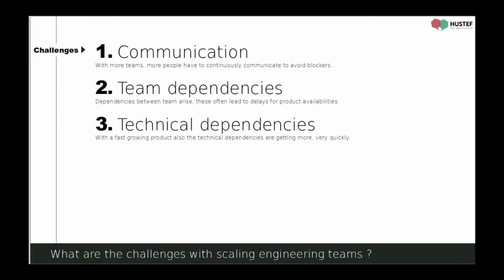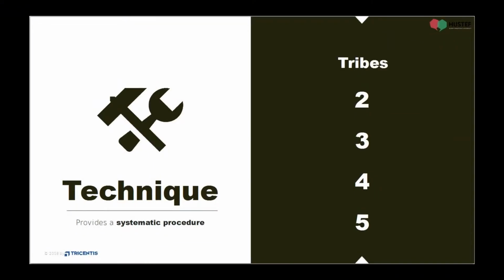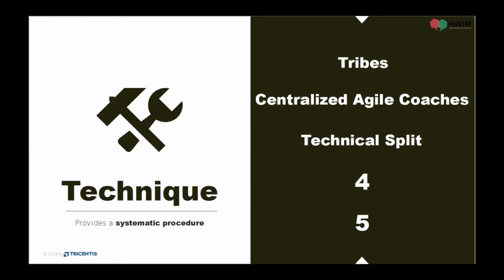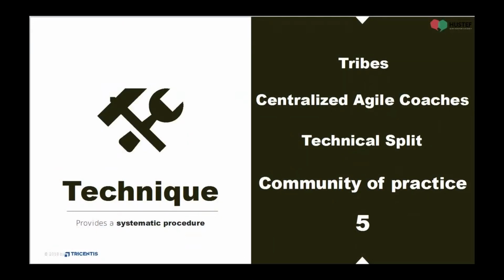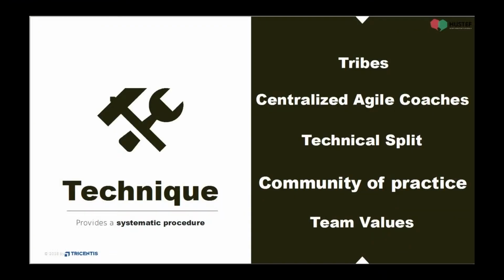Then this leads to team dependencies. This team is working on something, we rely on what they have to finish. They are working on something, they may break what we are doing in the meanwhile. So we also have technical dependencies. These were the 3 major problems we tried to address. How did we address it? Very quickly, I will just go through. We introduced tribes, centralized agile coaches, a technical split in our product, communities of practice where people tried to understand and learn what others did, and team values. People defined for themselves what the values of their teams are.